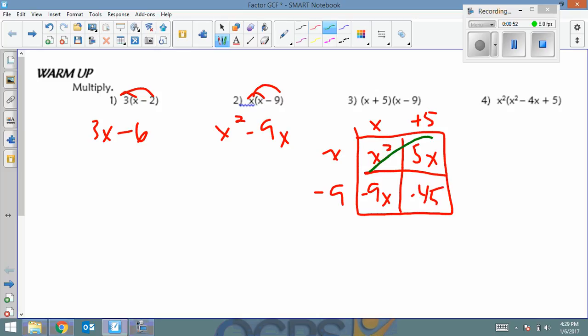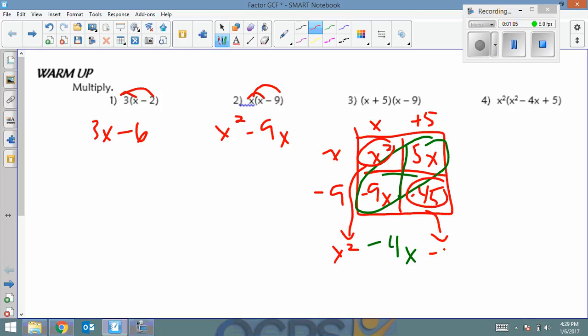And remember, we take these two to here and add them diagonally. So that gives me -4x. Then we take this x squared and write it in front, and this -45 and write it in back. And that's it. And then the last one here, just distribute again.